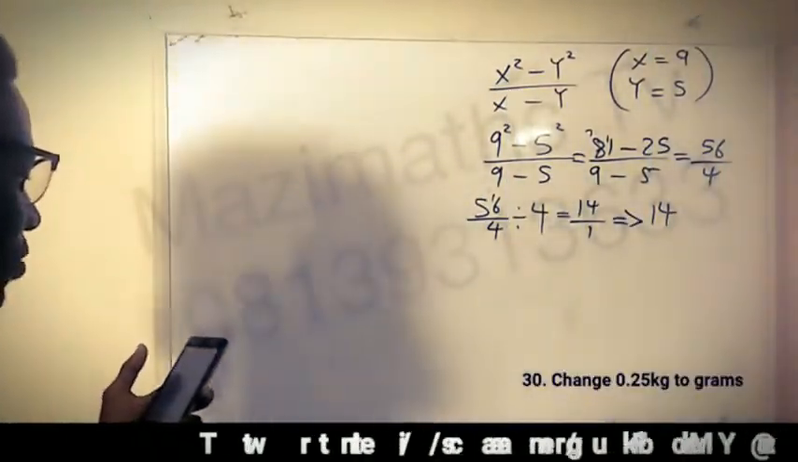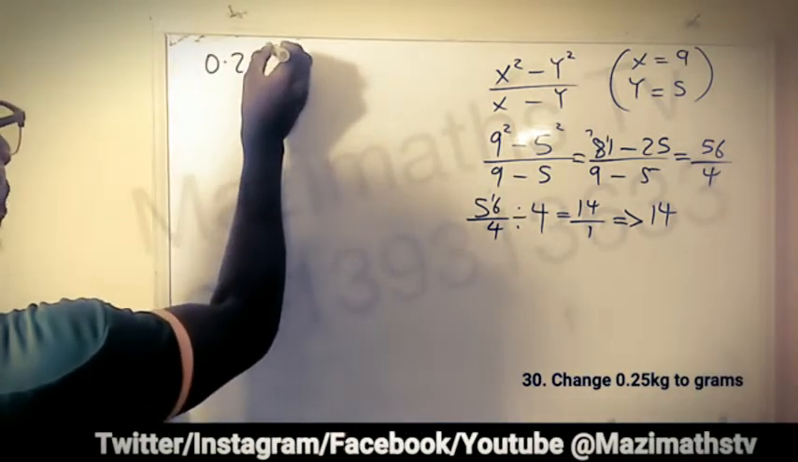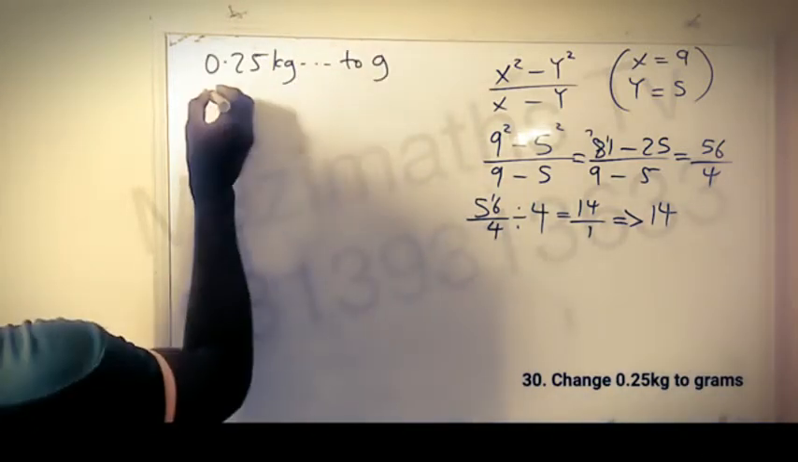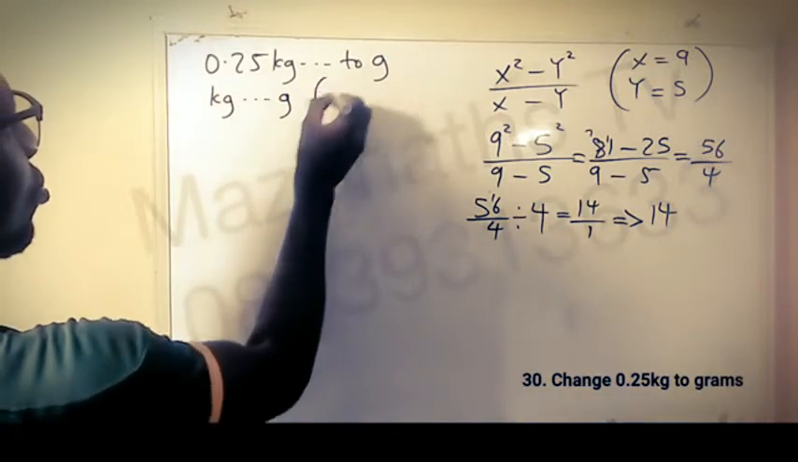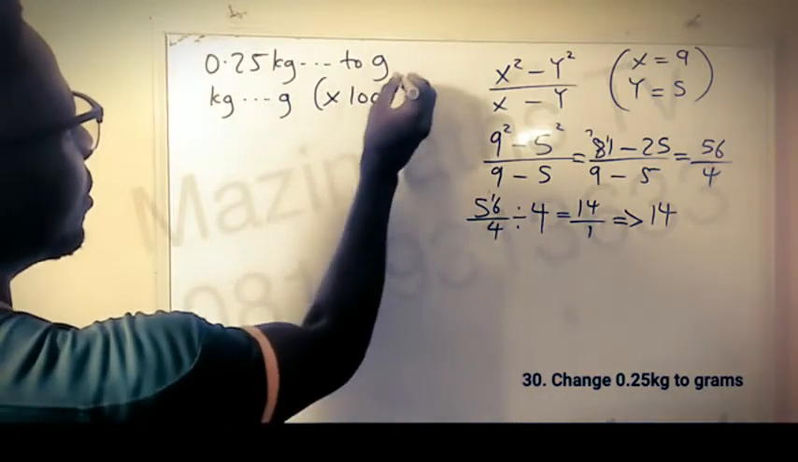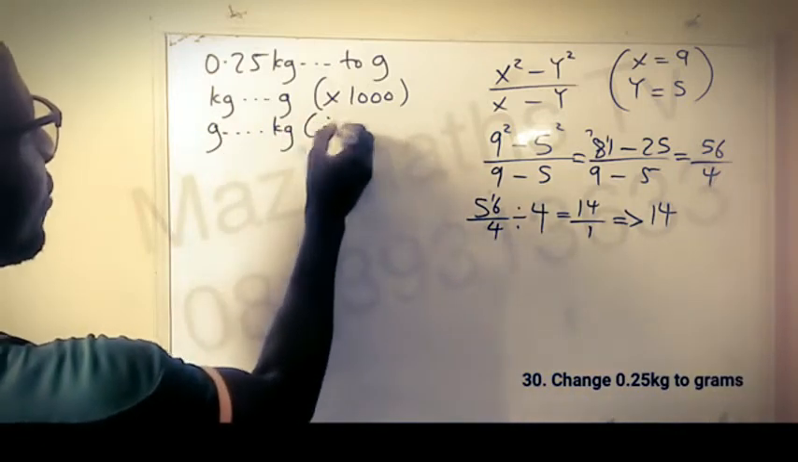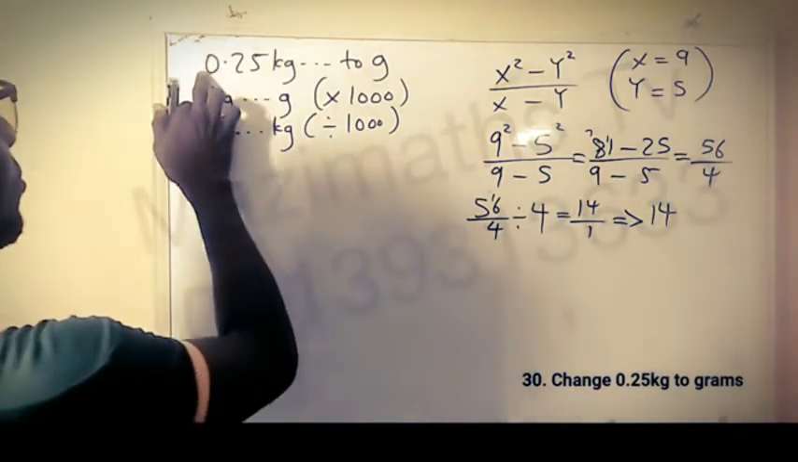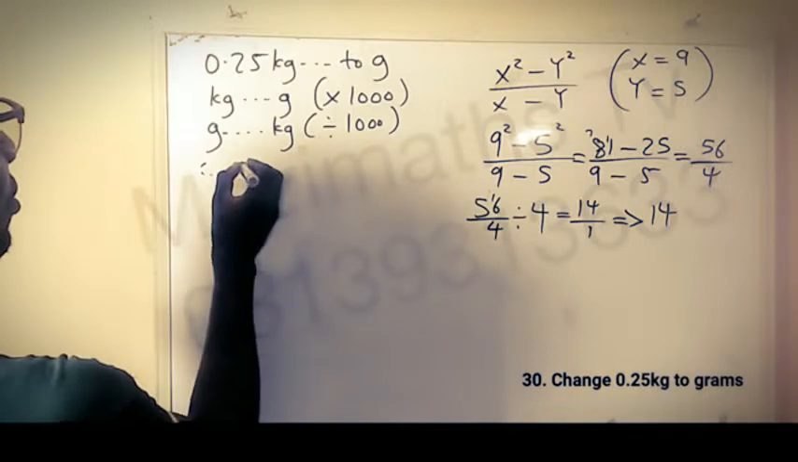So here we have to change 0.25 kilograms to grams. Okay, you want to change kilogram to grams. All you need to do is multiply by 1,000. You want to change from grams to kilogram, you will divide by 1,000. Okay, so since we want to change from kilogram to gram, we are going to multiply by what? 1,000. So therefore we are going to have what?